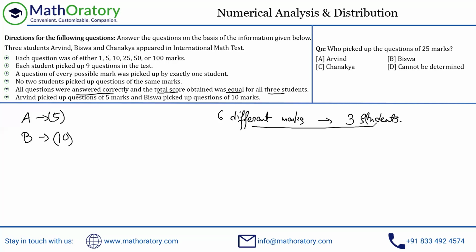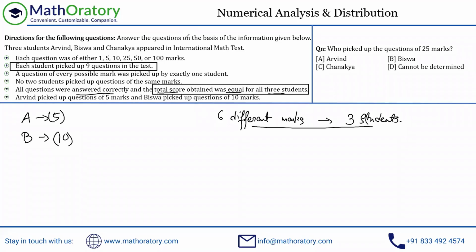And from the relevance point of view, one point which is relevant is this second point: each student picked up 9 questions in the test. That is something which will be relevant going forward, I believe. And also that the total score obtained was equal for all the 3 students. So this will be a sort of basis point which we are solving for.